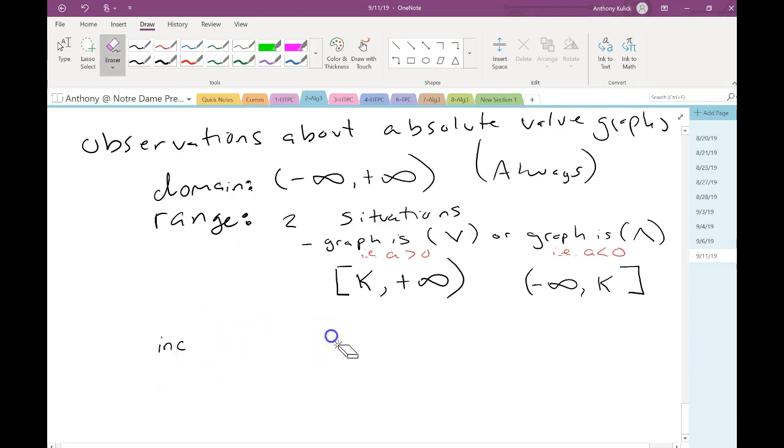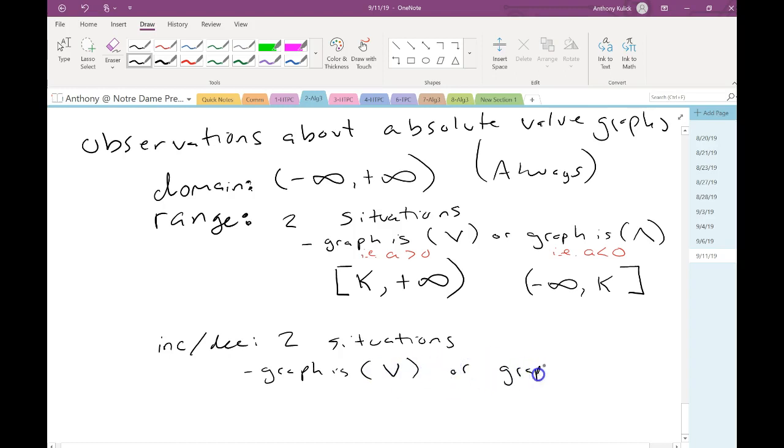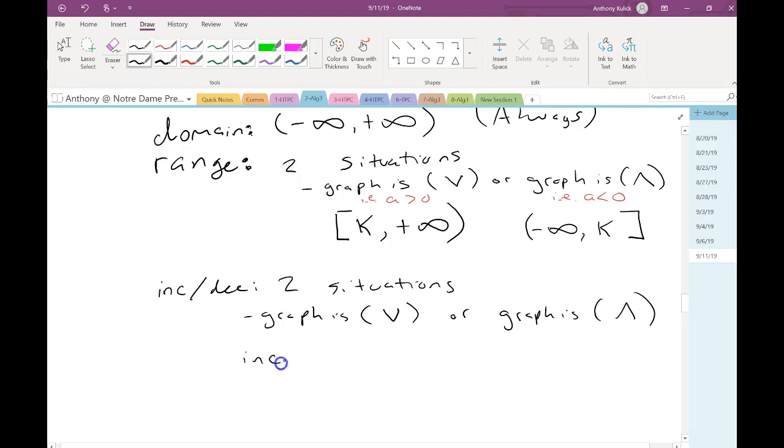Actually, I'm going to format this a little bit differently. I'm going to do it this way. So if it's a V, we would be decreasing on this section, right? And if it was a V, we'd be increasing on that section.